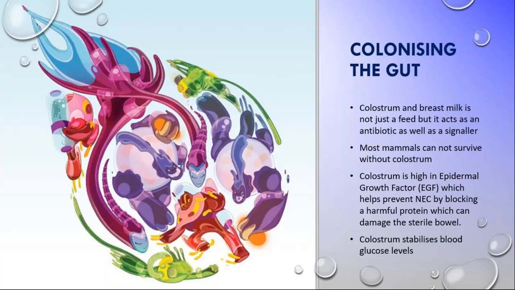When we talk about colonizing the gut, we are now starting to talk about polynucleotides, and these are added by various people in formulas, but they do not do the same work as breast milk will. So colostrum in breast milk is not just a feed, it acts like an antibiotic and it's a signaler, because there's growth hormone in there, so it signals further growth of organs. Most mammals cannot survive without colostrum. In actual fact, the only mammal that can survive without colostrum happens to be the human.